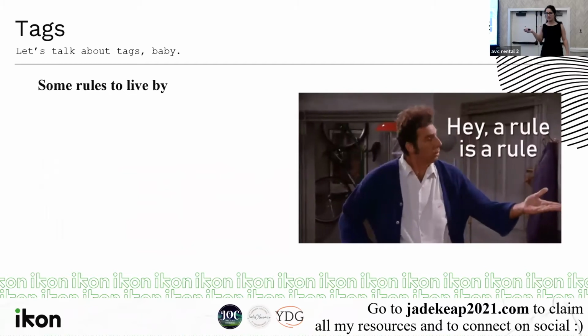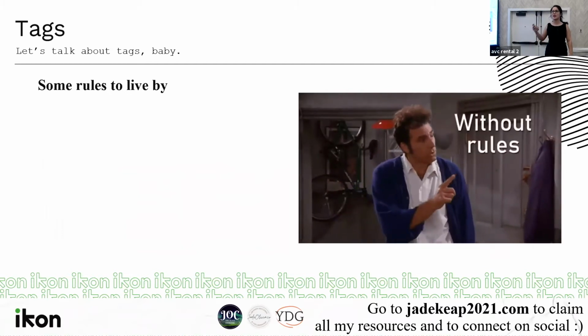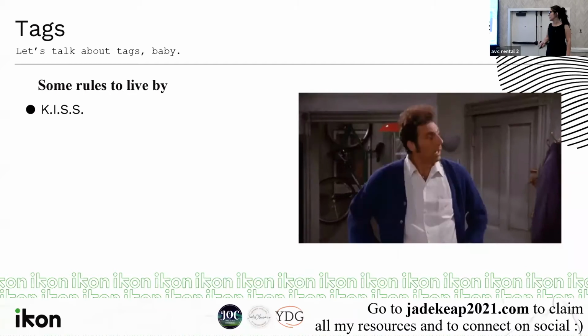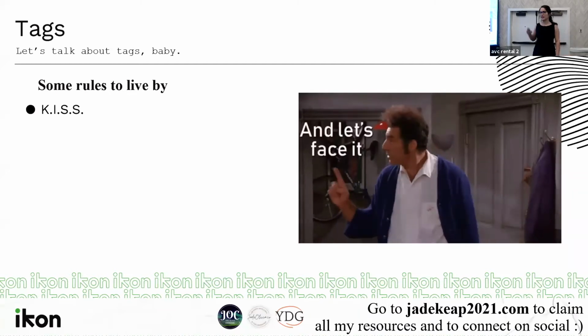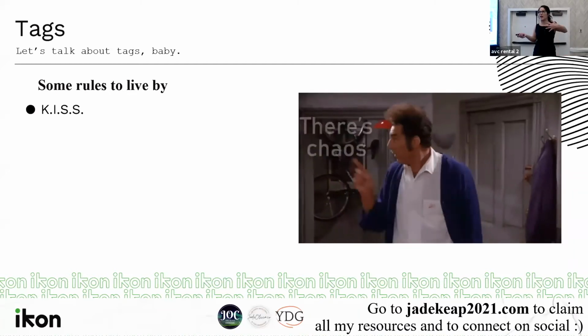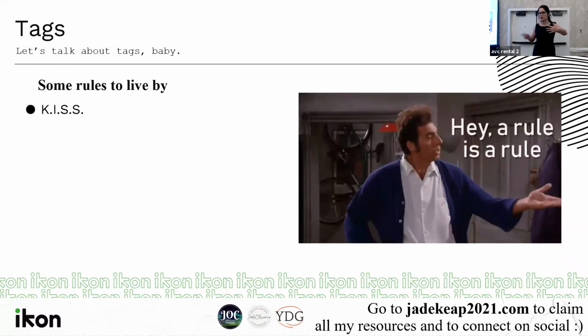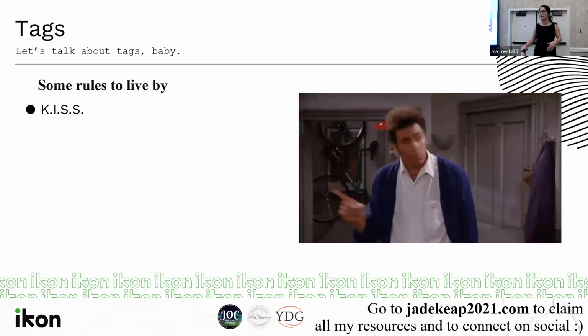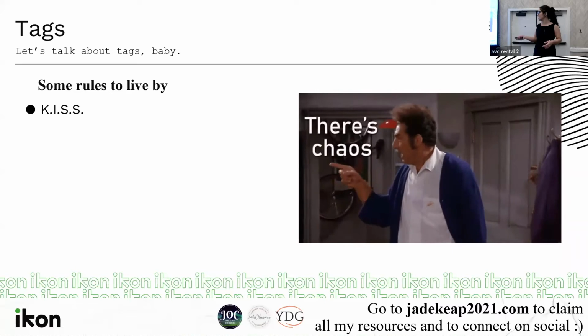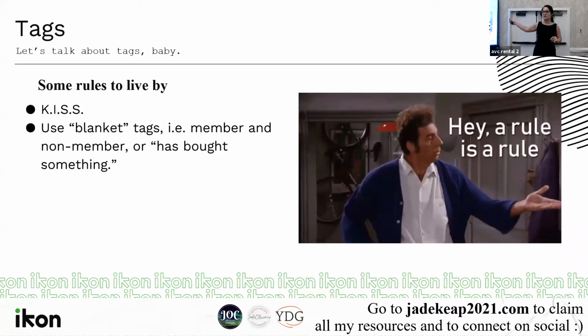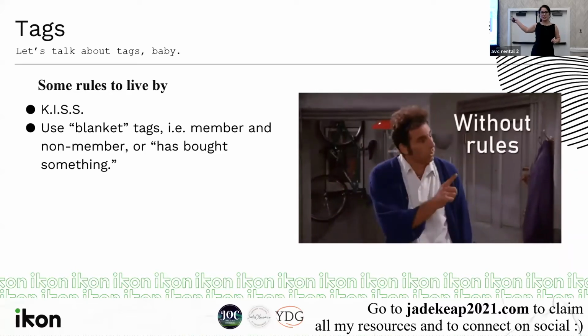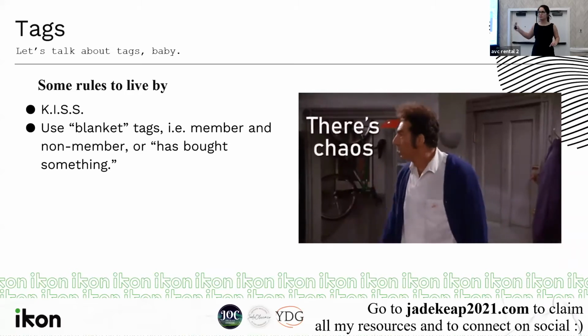So just a couple things to keep in mind when you're naming your tags and using tags in campaigns. Keep it simple and stupid. That's why there's only 5 categories in 6th Division. They get complicated after that, but don't make it more complicated than it needs to be. This is one of my favorite tips that you guys are going to learn today. Love this one. Use blanket tags.